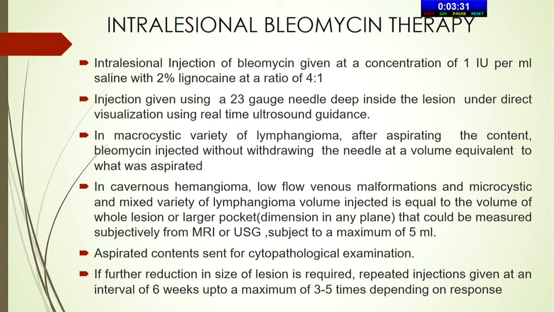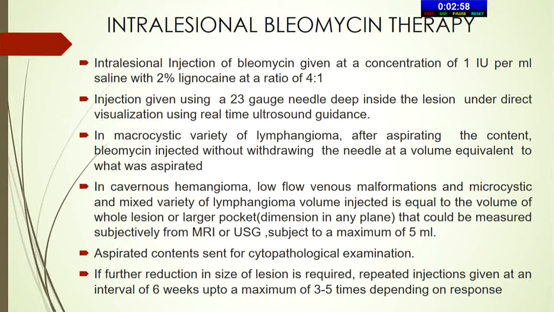You can inject a volume equal to the largest pocket of the lesion, as measured with MRI or USG, subject to a maximum of 5 ml, because we've seen that if you inject more than 5 ml, it can cause pressure symptoms inside the orbit, and it may cause its own problems with compressive neuropathy. So we did send the samples for cytopathological examination, but usually it came out as blood only.